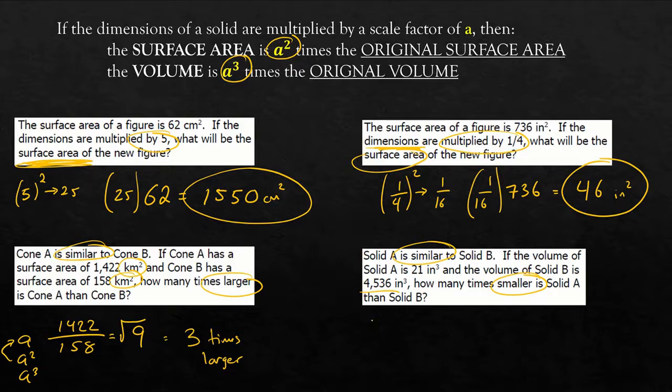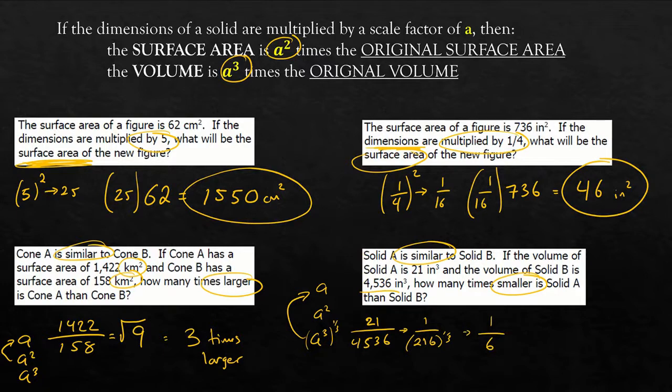So if we put 21 over 4,536, and then simplify, that's 1 over 216. And since we're starting here and we want to go back to the original one, we're going to raise that to the power of 1/3, find the cube root, right? So the cube root of that leaves us with 1 over 6.